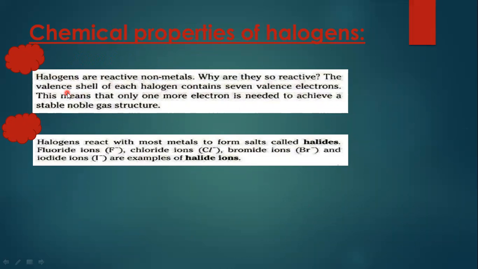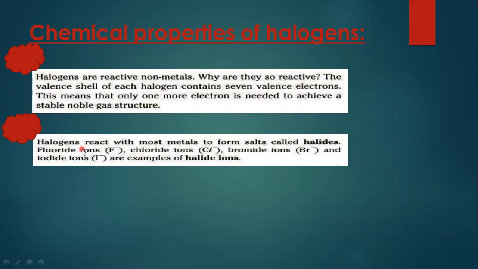If you talk about the electronic configuration, you can see that the valence shell of each halogen contains 7 valence electrons. We are talking about group 7, and the group number also tells us the number of valence electrons. So group 7 elements will contain 7 valence electrons. This means only one more electron is needed to achieve a stable noble gas configuration, or to complete their octet. All the halogens need one electron.